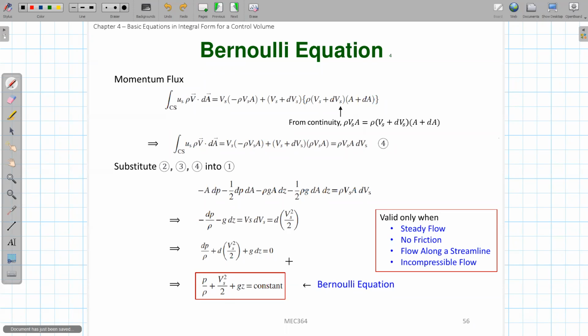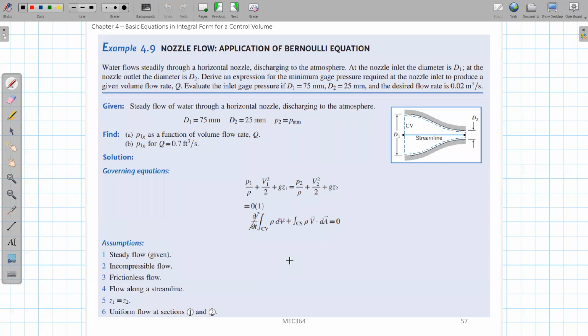And so let's practice this equation with some example problems. All right, so please read this problem first.